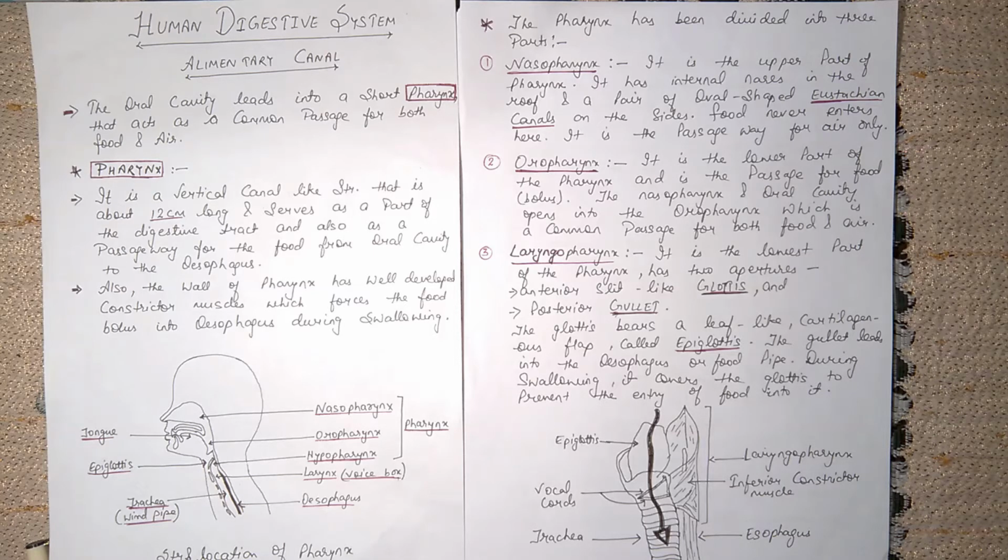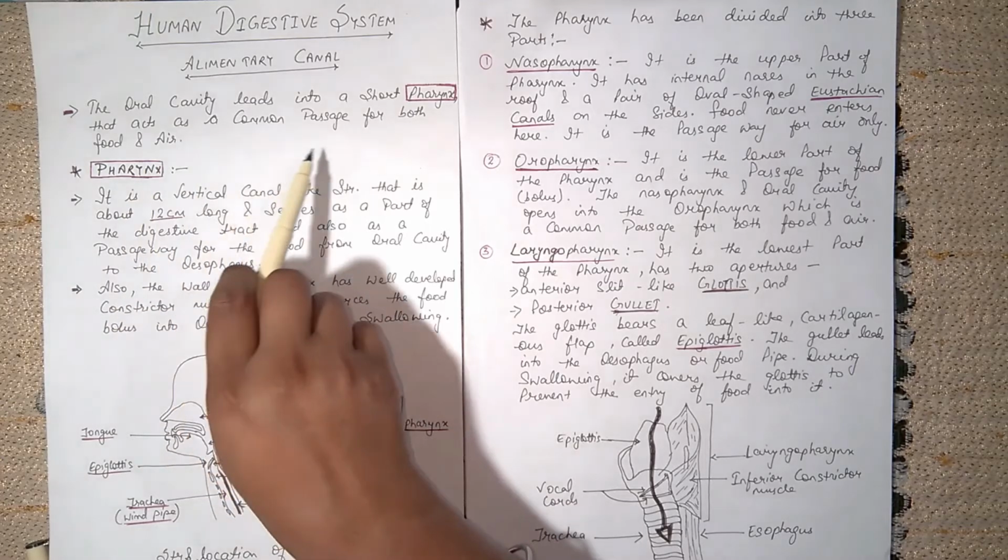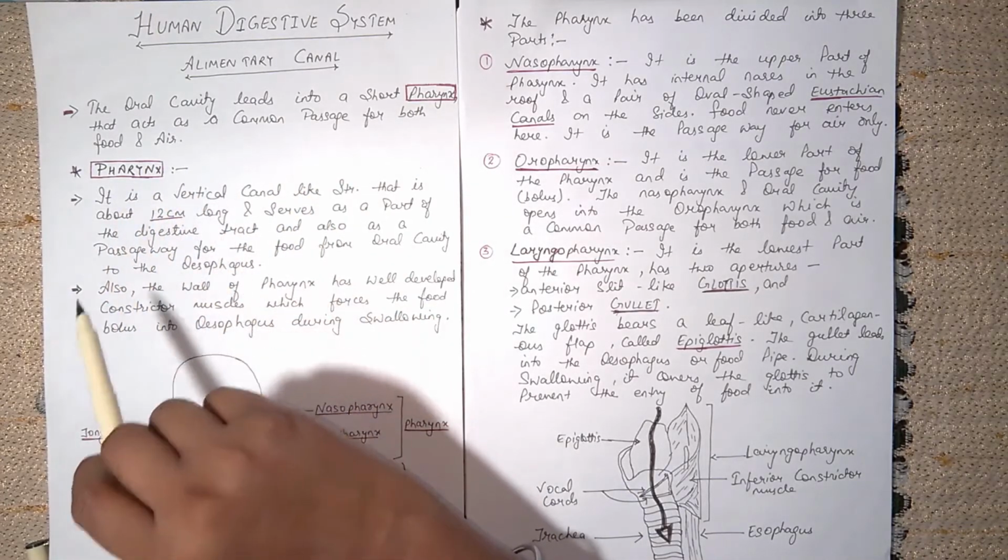In my previous video, I have already discussed the components of the human digestive system and the oral cavity. Now today I will be discussing the other regions or parts of the alimentary canal. Okay, now when we move further, the oral cavity leads into a short pharynx that acts as a common passage for both food and air.